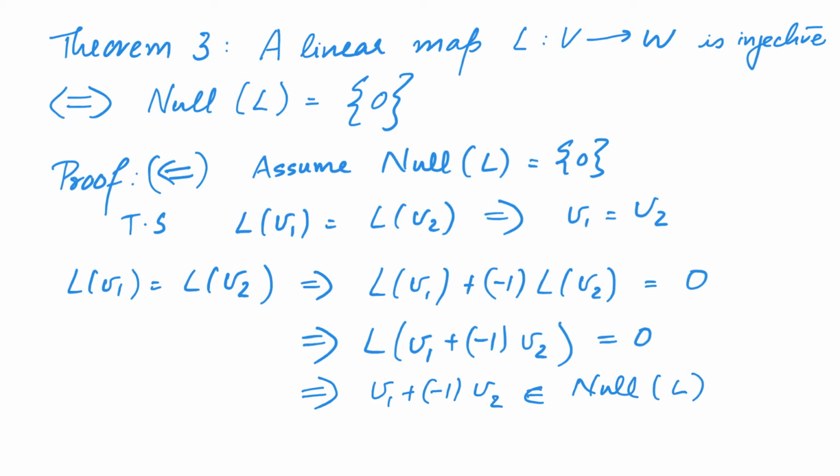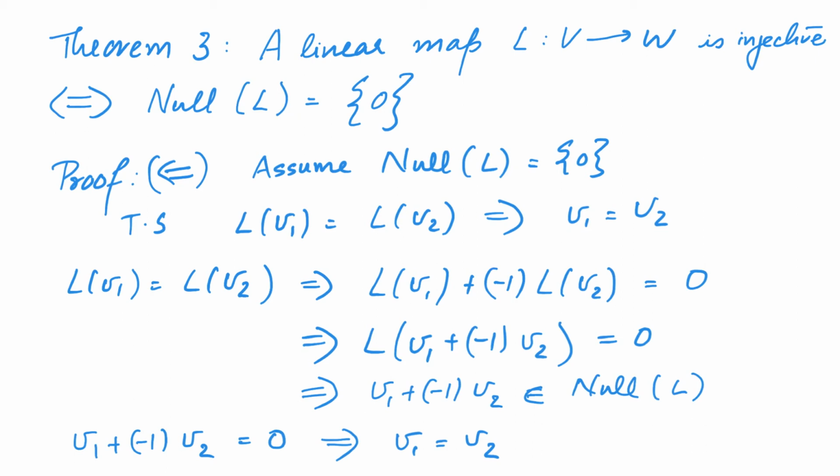But the null space contains only one element, the 0 vector. Therefore, v1 plus minus 1 into v2 has to be equal to 0. But that is the same as saying v1 is equal to v2. Why? We can add v2 to both sides of the equation. And then minus 1 into v2 plus v2 will be equal to 0 and we will get v1 is equal to v2.